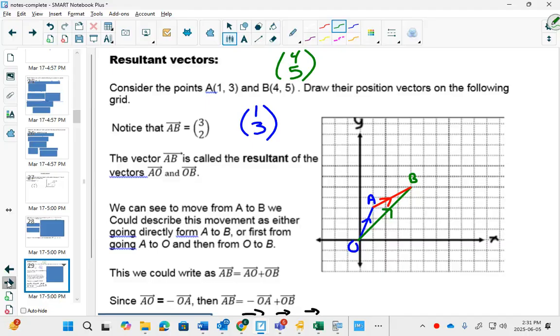Now, if you wanted to go from A to B, how could you do that? Well, if I want to start at A and go to B, in reality, if you were walking, you'd want to go directly there. But in vectors, vectors are not worried about how long it takes to get there, it just wants you to get from one point to another. So I could start at A, I could go back to the origin.